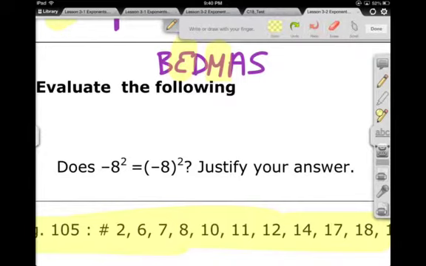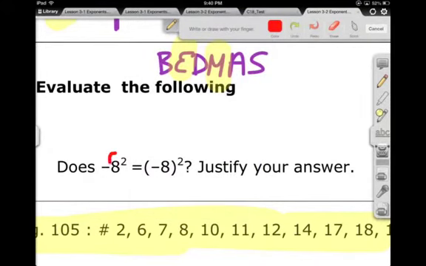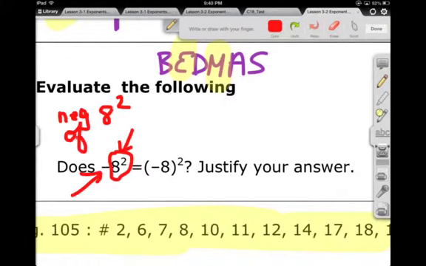This is one of those what I like to call the sneaky examples, simply because this is 8 squared, this is the negative of 8 squared. 8 squared is 64. You have to do that first. Taking the negative of means multiplication. The exponent had to be done first. So if you do that, you say 8 squared is 64, and then you apply the negative.